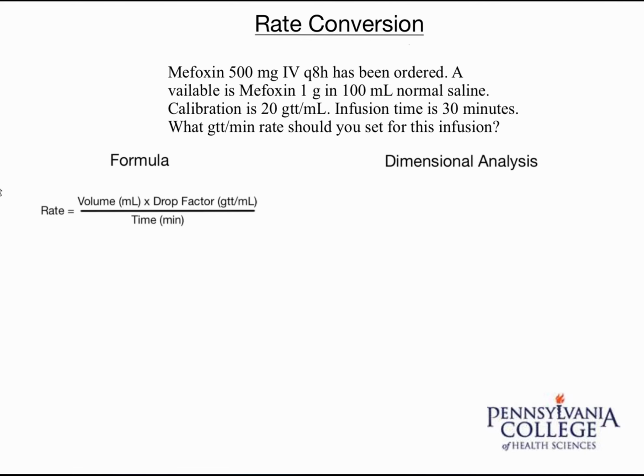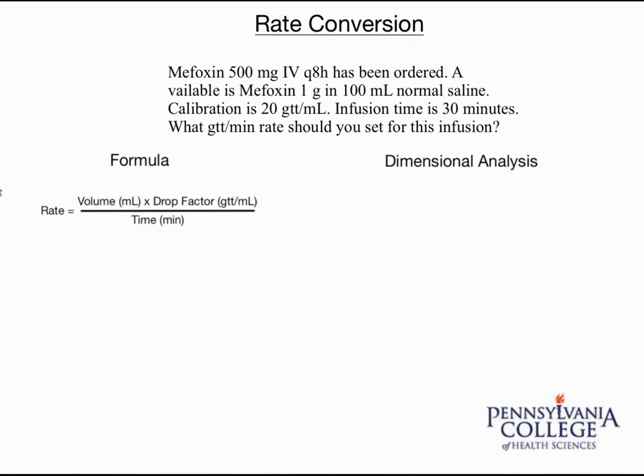In this problem, I will be converting a rate using a formula and a dimensional analysis approach. We are told that methoxin, 500 milligrams, needs to be infused every 8 hours. We are told that it is available 1 gram in 100 milliliters of NS. The calibration that we are using is 20 drops per milliliter, and our infusion time is 30 minutes. We need to determine at what rate, in terms of drops per minute, we should set for this infusion.